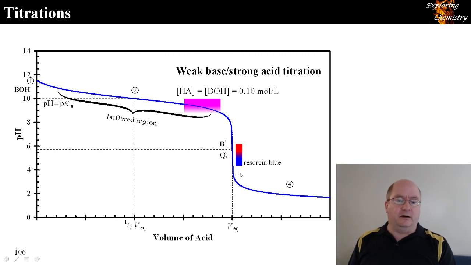And here, resorcin blue would be a great indicator for this, but phenolphthalein would not. As illustrated here, phenolphthalein to change from pink to clear would take a large volume, but resorcin blue would take only a fraction of a drop to go from pH 7 to pH 3. And after this, you have an excess of strong acid, and that's just excess diluted in the volume. Rufaro, does that answer your question?